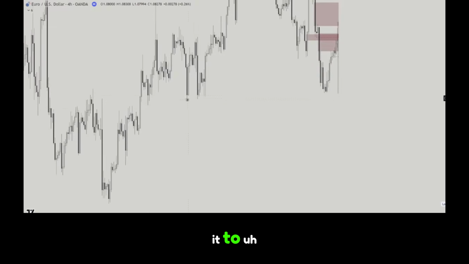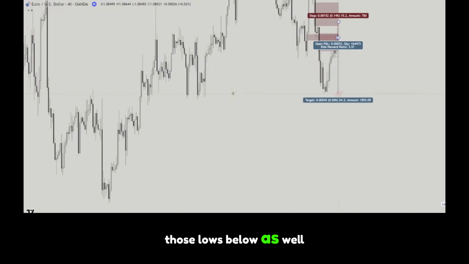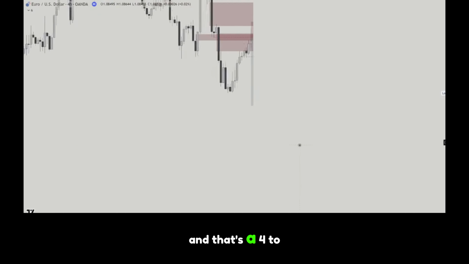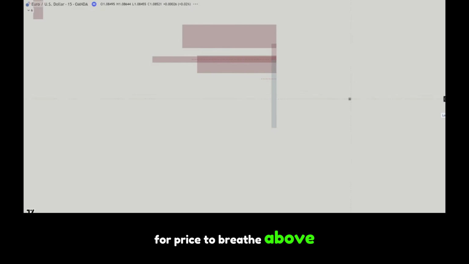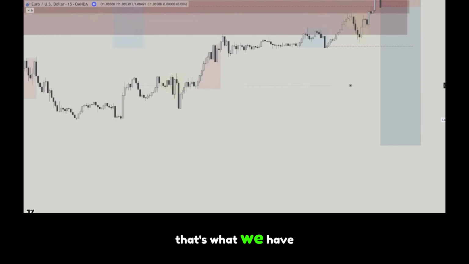We can extend it to those lows below, as well as this low here. And that's a 4 to 1. So a good one already. And we left some room for price to breathe. So on the 15 minutes, that's what we have.